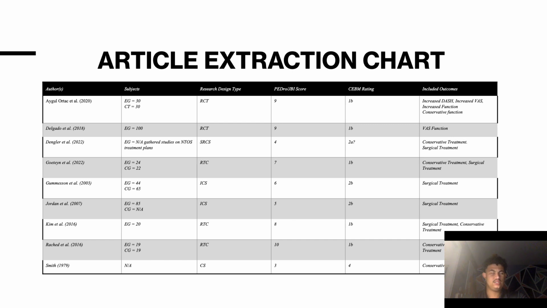Next. This is my article extraction chart. This has all 9 articles that I used throughout my research study to compare and contrast conservative versus surgical treatment for thoracic outlet syndrome. And then it shows you all the subjects for each research study, the research design type, the PEDro and JBI score, the CEBM rating, and then I included the outcome measures that were used in each article.